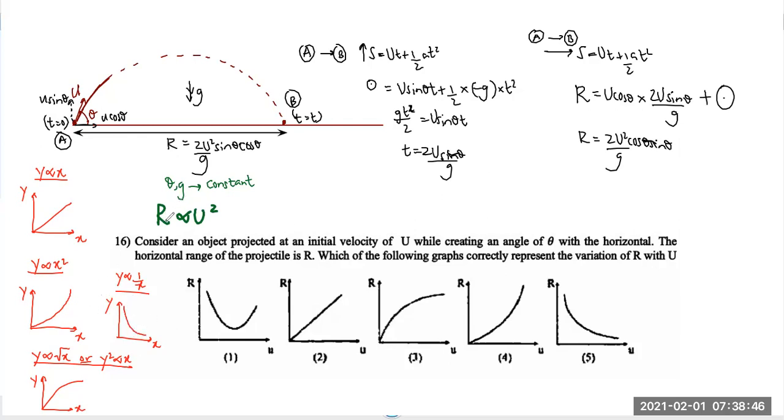So here you can see R is proportional to X. That means we are talking about this shape, isn't it? We are talking about this shape. Therefore, the answer for this question should be 4. If you remember this equation, it will be very straightforward.